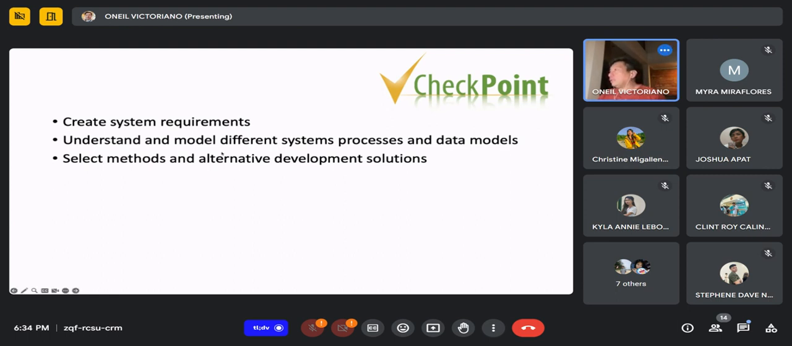No, so those are our different tools. And of course, the last checkpoint would be that you are able to select methods and alternatives for development solutions, not only development, but also, of course, alternative solutions.